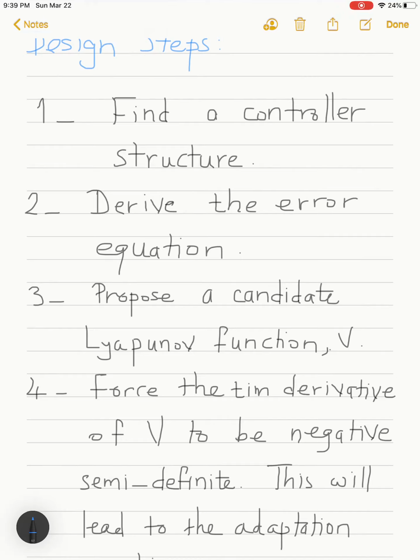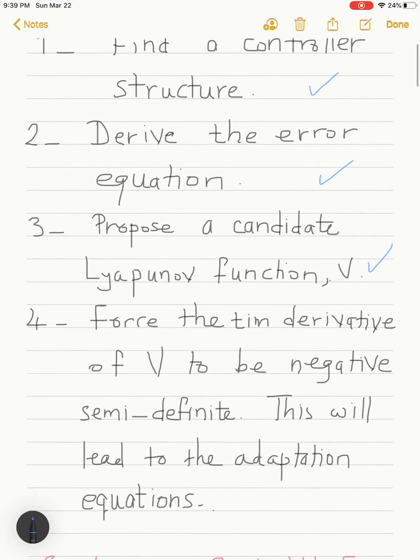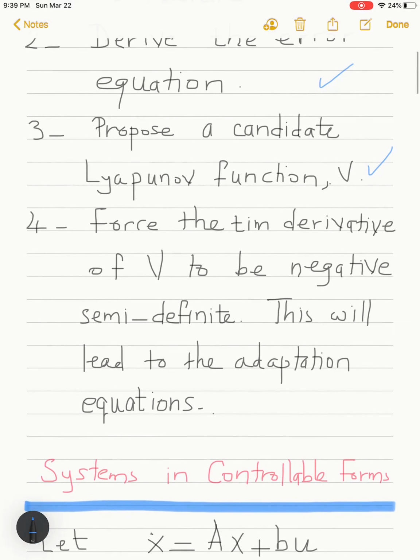The first step actually is to find a structure for the controller, then derive the error model, and then propose a Lyapunov candidate function. We take the time derivative of that function, and accordingly we'll have some negative terms. We'll leave those terms, but there will be also some terms that we can determine their signs, and these are set to 0, so we will produce the adaptation equations.